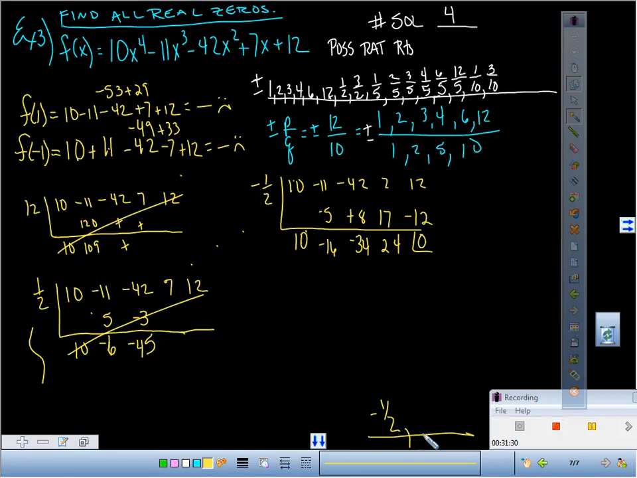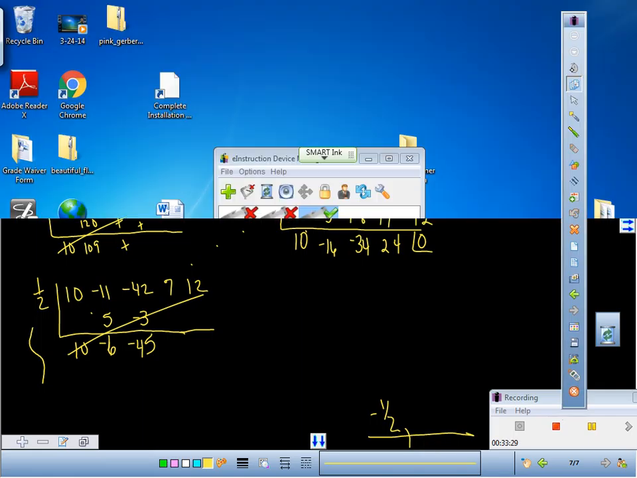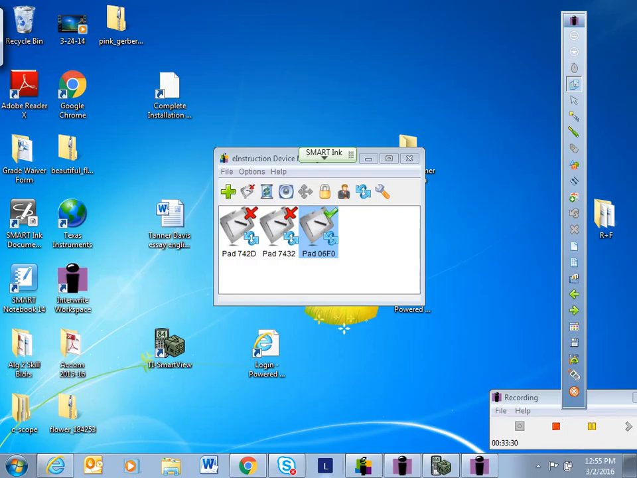I'm going to graph it. You can graph literally anything. Okay, so I'm going to get my calculator out. I'm going to go to y equals.